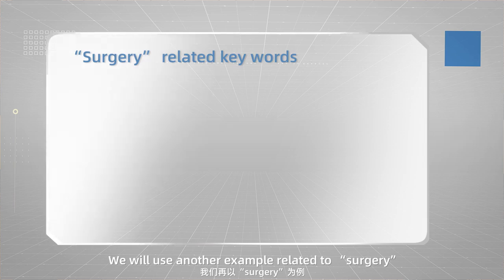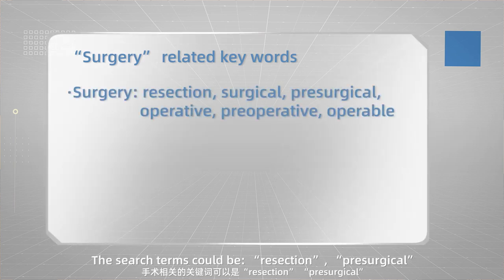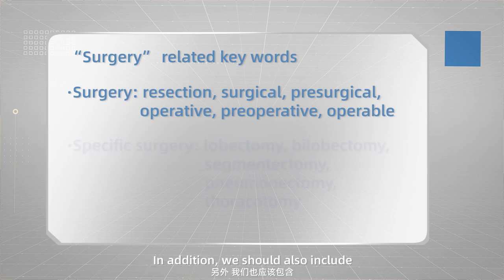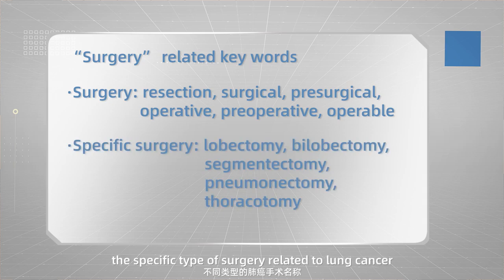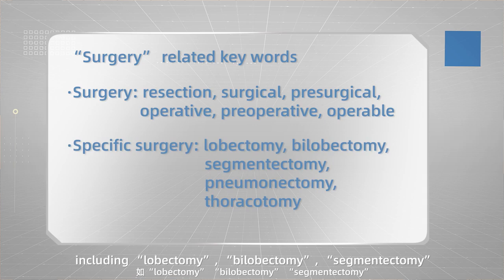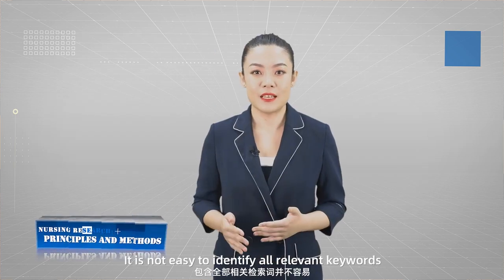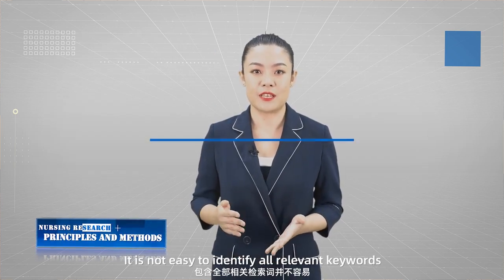We will use another example related to surgery. The search terms could be resection, pre-surgical, operative, preoperative, operable. In addition, we should also include the specific type of surgery related to lung cancer, including lobectomy, bilobectomy, segmentectomy, pneumonectomy, thoracotomy. It's not easy to identify all relevant keywords.